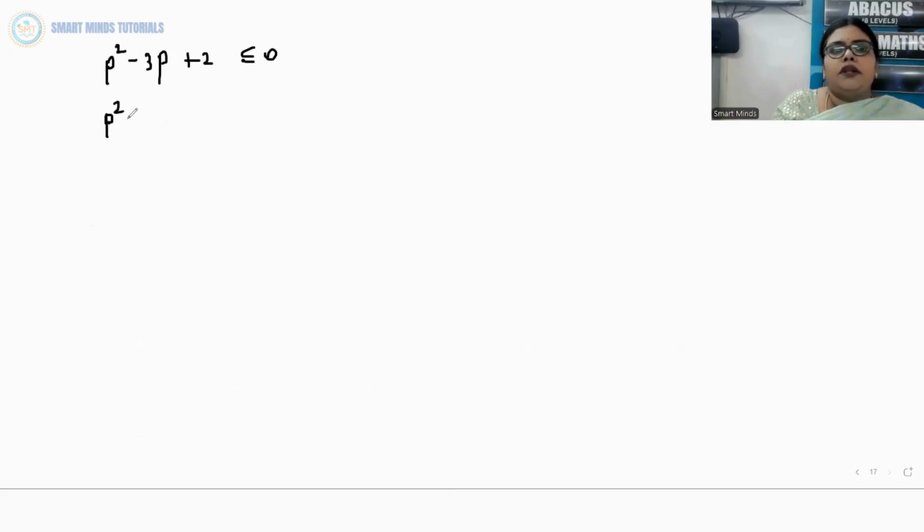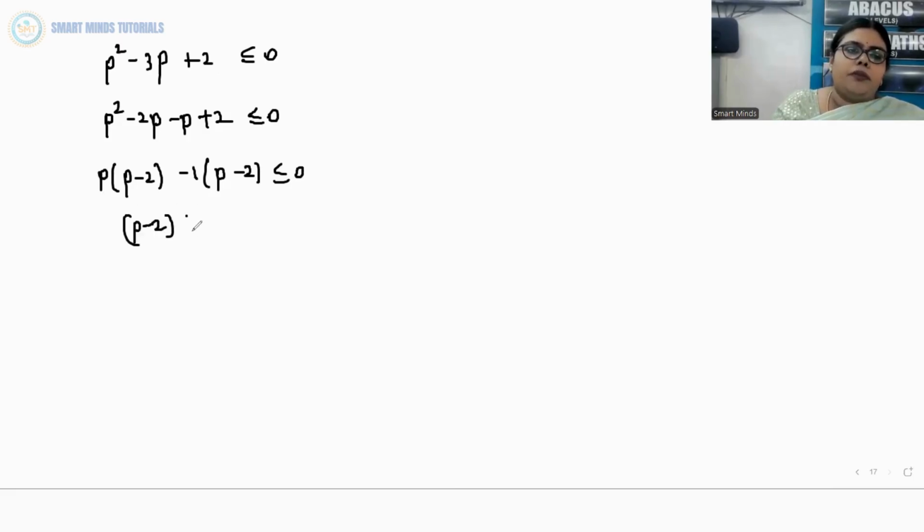Now split the middle term. Minus 2P minus P plus 2 is less than or equal to 0. So P common, P minus 2. Minus 1 common, P minus 2. So P minus 2 into P minus 1 less than or equal to 0. So P is equal to 1 or P is equal to 2.